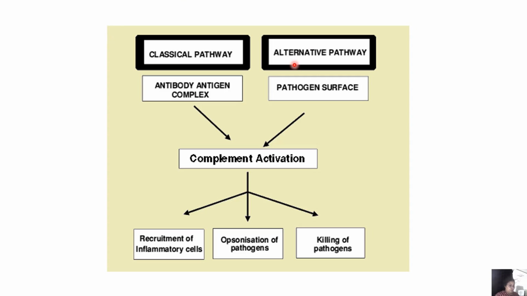Whereas the alternative pathway is antibody independent, right? It's triggered directly by bacterial surfaces like lipopolysaccharides, endotoxins, etc. Then there is also something called the lectin pathway, which is activated by mannose binding lectin or MBL. It is antibody independent.